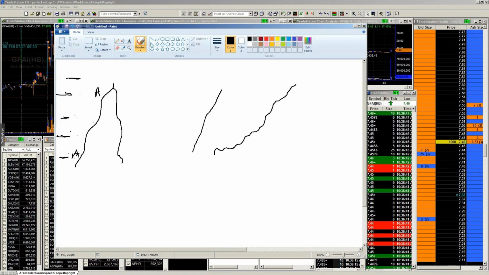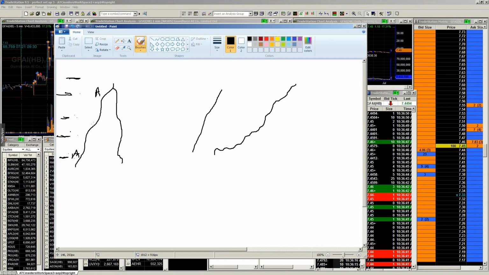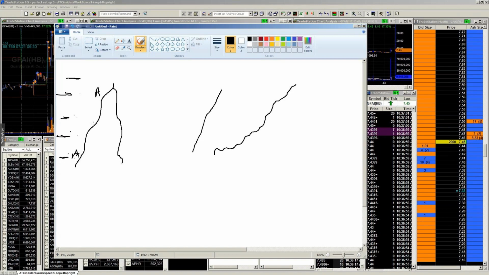Print line, psych level, or big sum. Okay, so that's not really perfect case scenario. I'm talking about within the prints, because yes, those are all variables that are going to add to our trade, but that's not what's actually happening within the prints. I'm talking about perfect case scenario. What do we see within the prints?